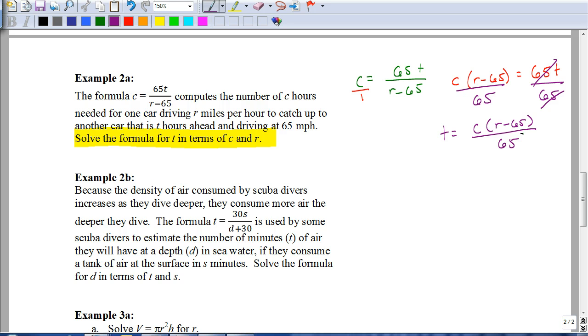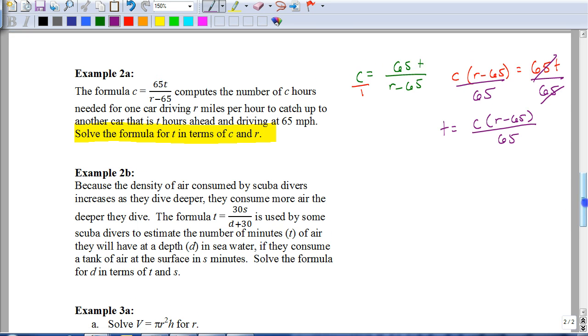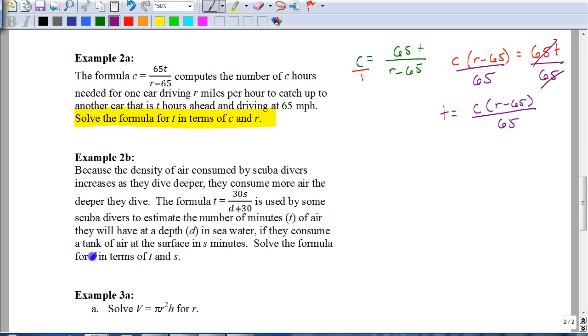Okay, why don't you do that with this next example? Why don't you try this one on your own? We're going to change it up a little bit. So we're going to solve for s in terms of t and d. Why don't you guys pause the video, try that for this equation, and then hit play when you're ready to check your answers.